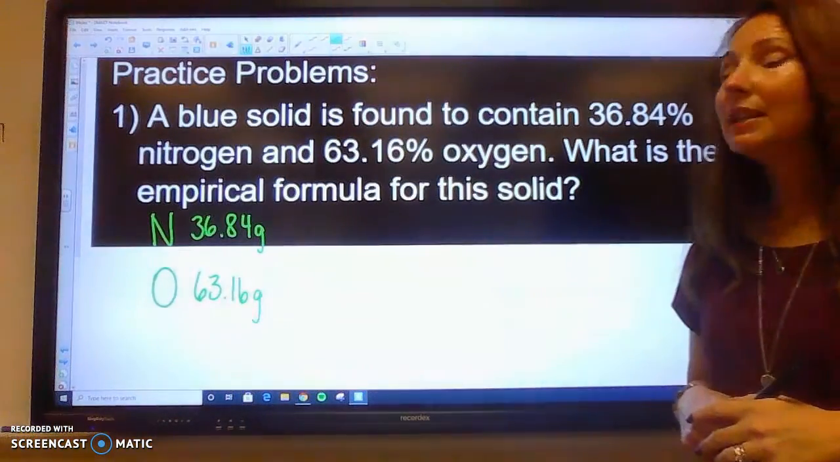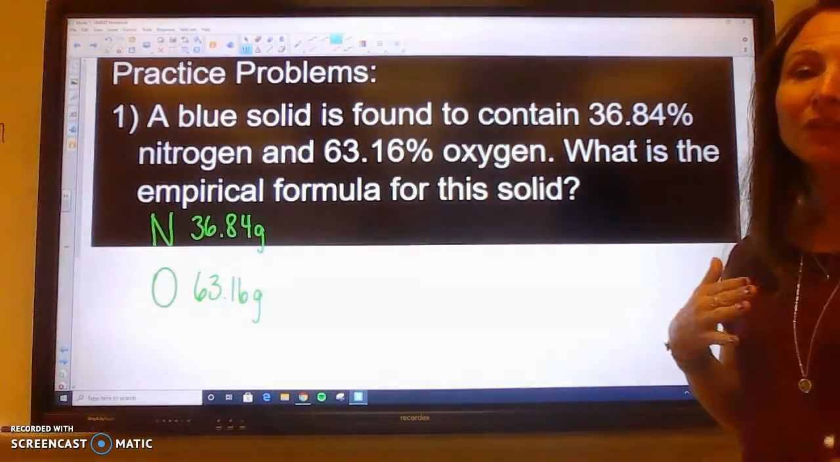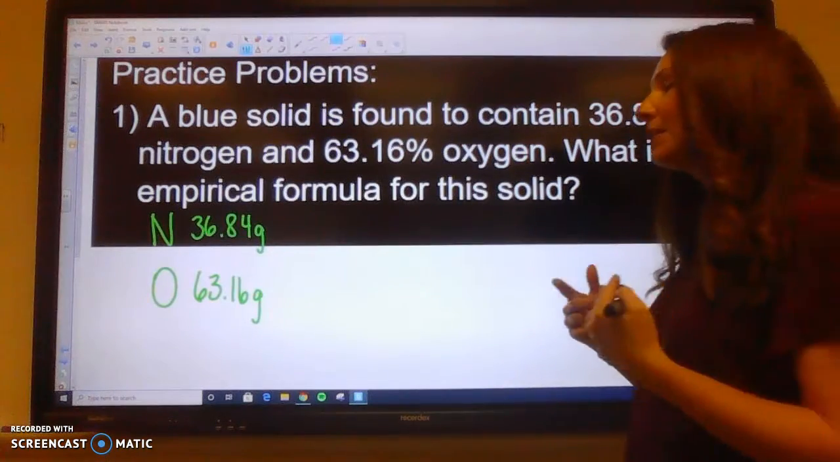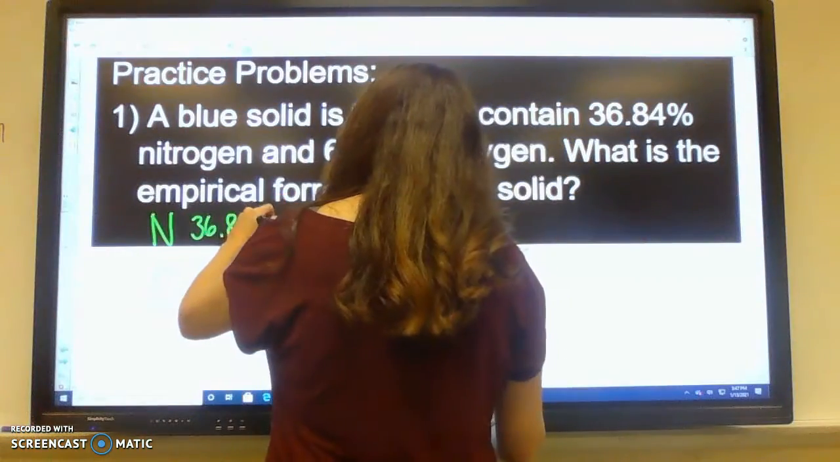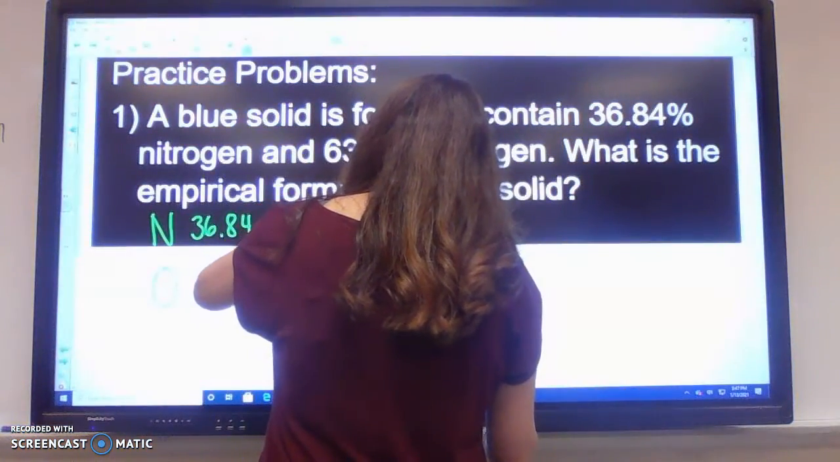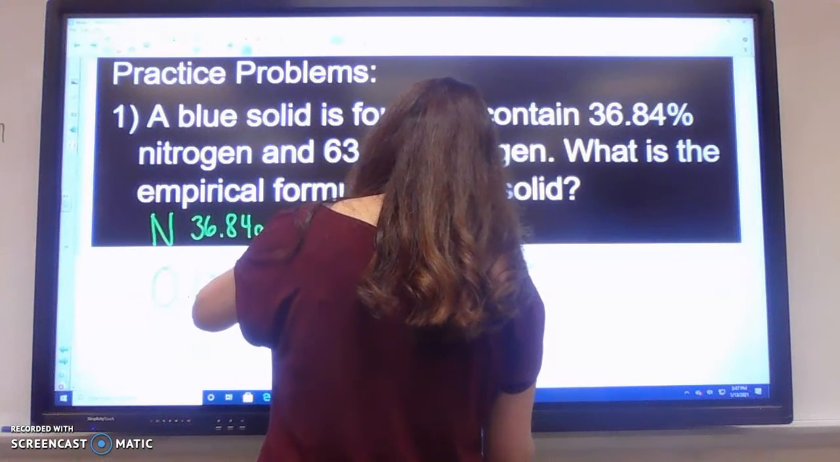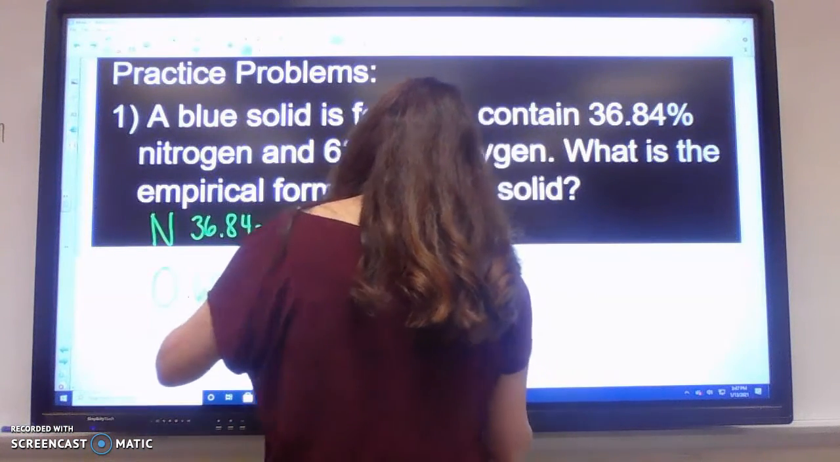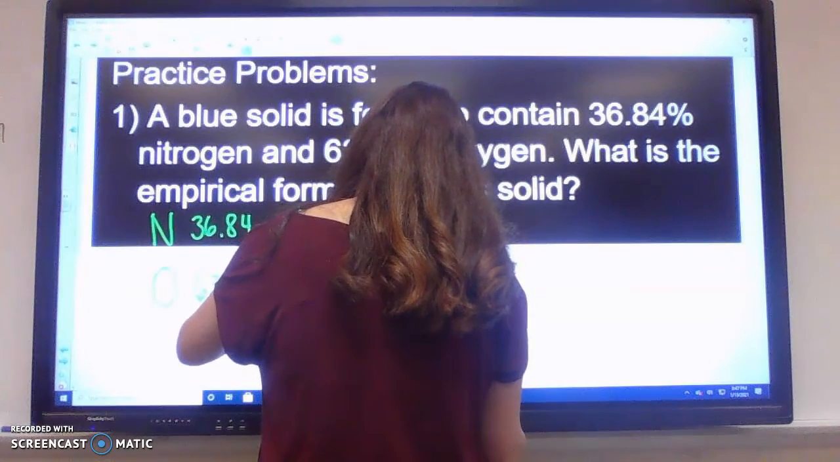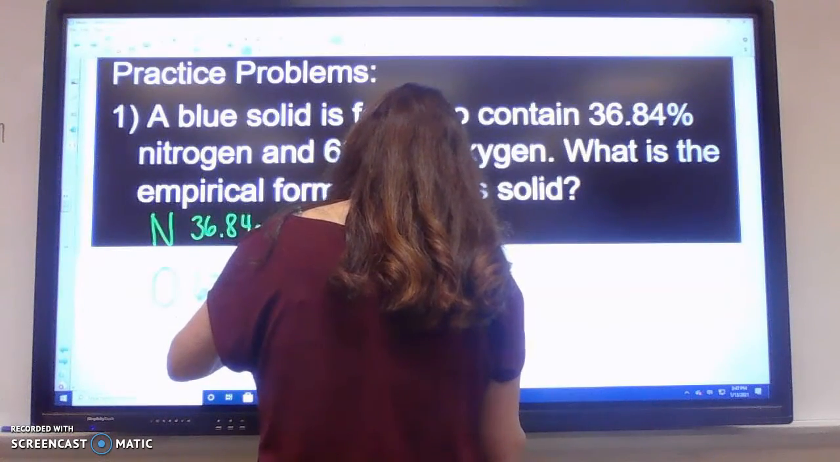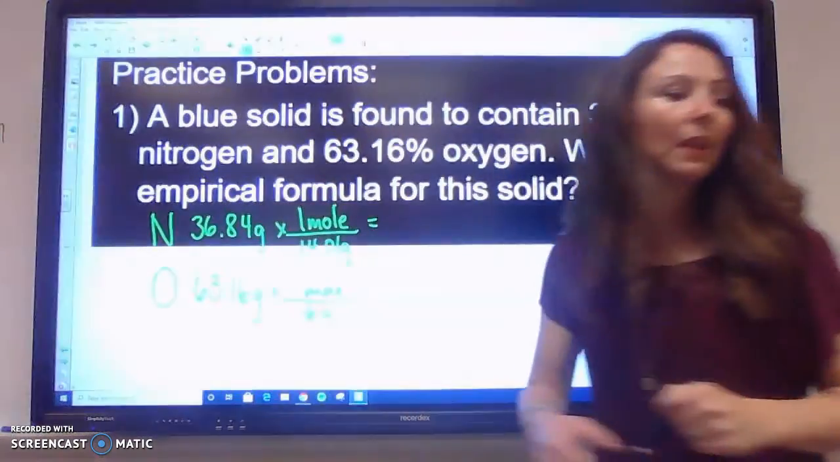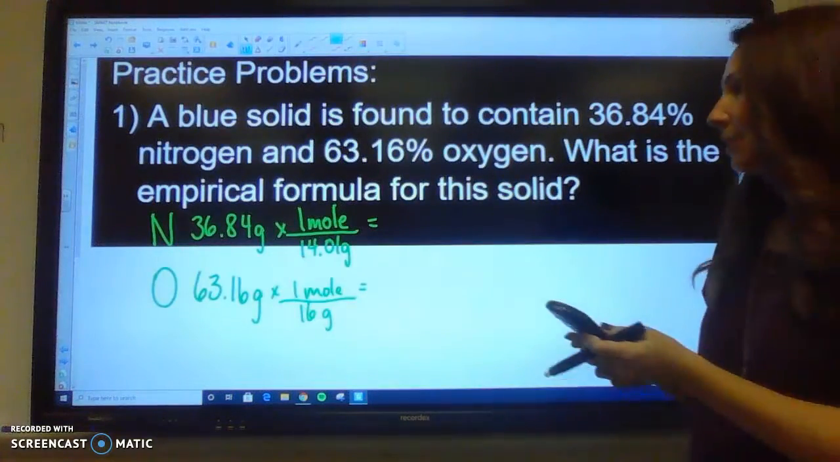Step 2 is to convert the grams to moles. So we do that by setting up the conversion with the molar mass, so 1 mole over 14.01 grams. And then for oxygen, that's going to be dividing by 16 grams. Okay, so we're going to write this out to 3 decimal places.